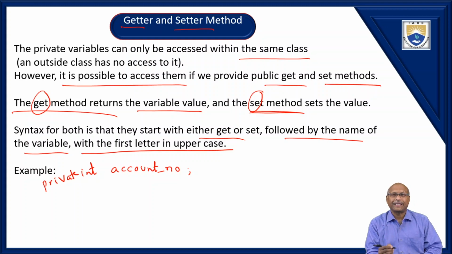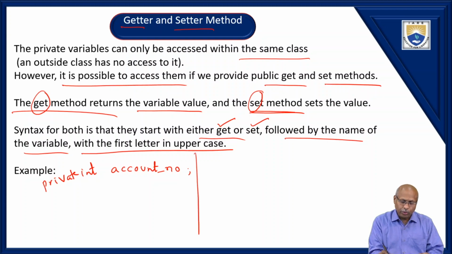But I want to access or change it. In that case, what do you have to do? You have to write one getter method to get the value. Similarly, to change it, you have to use a setter method. So how to write that? And these 2 methods must be public so that I can access them. If these 2 methods are not public, I cannot access them. So for that sake, you should write the getter method public.